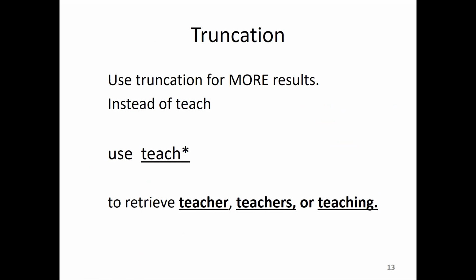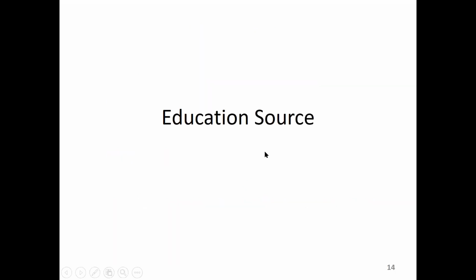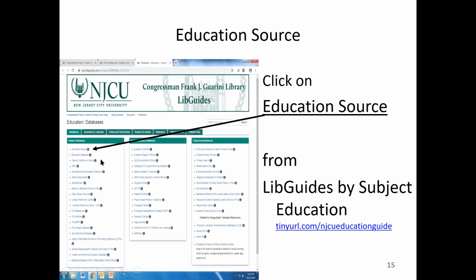There's also something called truncation, which you'll find in the EBSCO databases. And for that, you can use the root of the word, like if you were looking for teaching or teacher or teachers, you could just put in teach with an asterisk, and it would retrieve all possible endings of the word. So now we're going to go to Education Source, which is the first selection in the LibGuides.